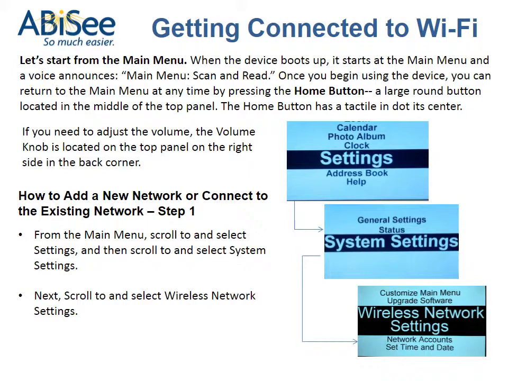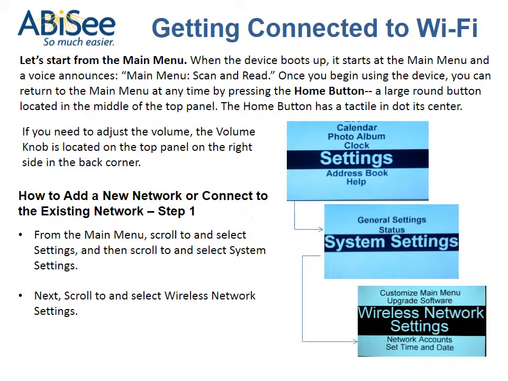Once you begin using the device, you can return to the main menu at any time by pressing the Home button, a large round button located in the middle of the top panel. The Home button has a tactile and dotted center. If you need to adjust the volume, the volume knob is located on the top panel on the right side in the back corner.